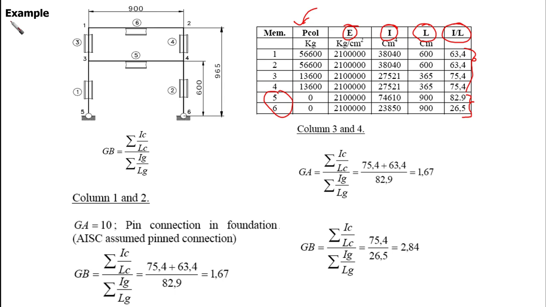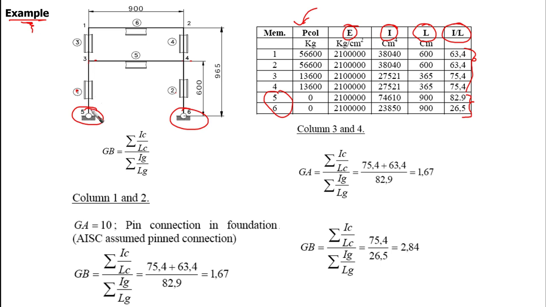This example is to train you to use this whenever you are going to use a frame with many columns here and there, and you need to make hand calculations or a calculation sheet by hand. Then it's better to use this kind of table. You are going to find that we have columns 1 and 2. They are pretty much the same, similar. The bottom is hinged, which means that GA is going to be 10. And then columns 3 and 4, they are the same, right? They are the same, so we're going to calculate it only once.